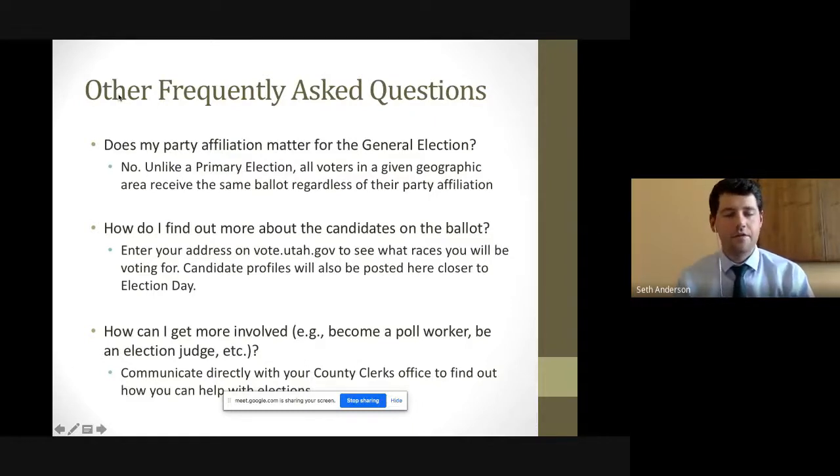Finally, getting involved. We always get questions about people wanting to be poll workers or election judges. And we really encourage this. I think it's one of the ways that we can really get people more engaged in the election process. Reach out to your county clerk's office. There are so many opportunities for everyday Utah voters to get involved and help out and do really good work in making sure that our democratic processes work effectively. So if you need to find out a county clerk's contact information, again, reach out to me. I'd be happy to put you in touch with a clerk's office.